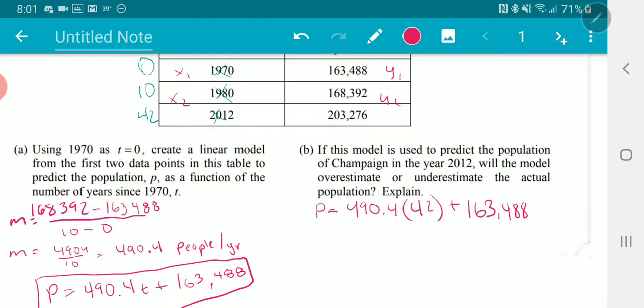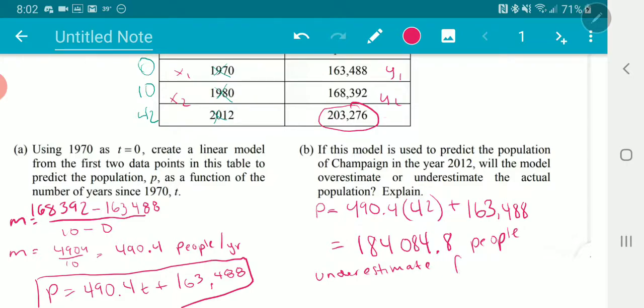And as I go about figuring this out, it comes to a population of 184,084.8 people. Now, is that more or less than what it actually is? Let's take a look. My actual number is this. It's estimated here. So you would say this estimate is definitely an underestimate. Okay, so this is an underestimate for the population.